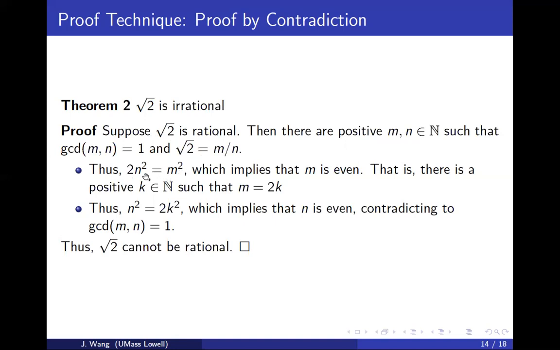So then we square both sides, and we get 2 times n squared is equal to m squared.